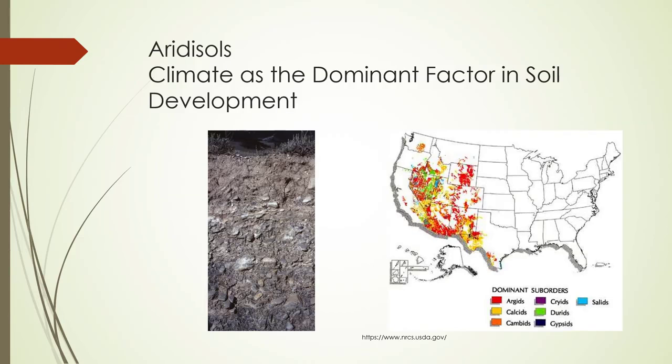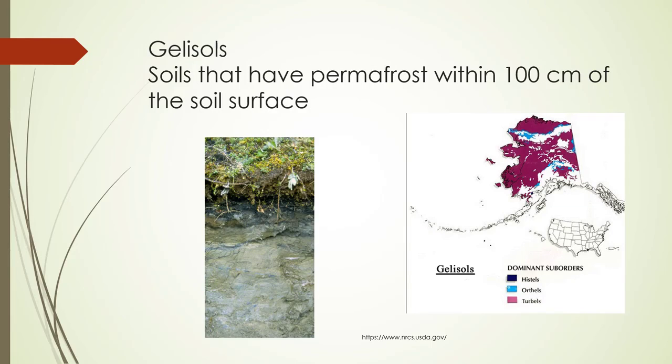Aridisols, this is where climate is a dominant factor in soil development, and this is in very arid areas. And you can see there really isn't a lot of definition there. We don't have a lot of organic matter, etc. Okay, gelisols are soils that have permafrost within 100 centimeters of the soil surface, and of course you find this in Alaska, and not well defined and very gray in color, so we're not going to have a lot of oxygen in that soil.